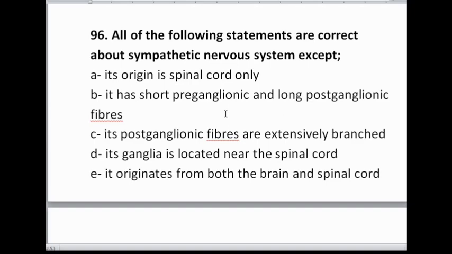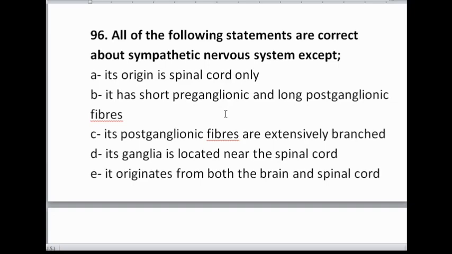D option is its ganglia is located near the spinal cord. And E option, it originates from both the brain and spinal cord. So we have to identify the statement about the sympathetic nervous system that is not correct.